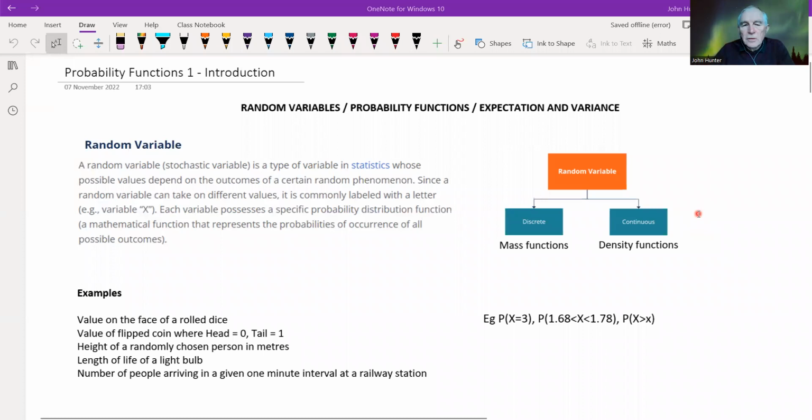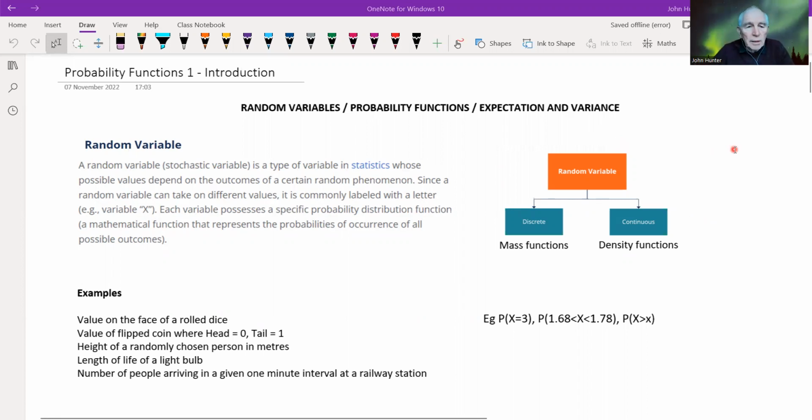Okay, this is the first video in the probability functions section, which is an introduction. It's basically an introduction to the concept of random variables, how we handle those with probability functions, and what we mean by expectation and so on. Let's crack on.